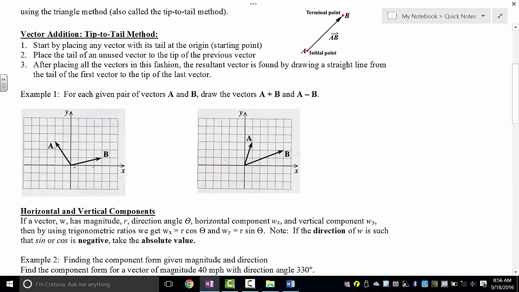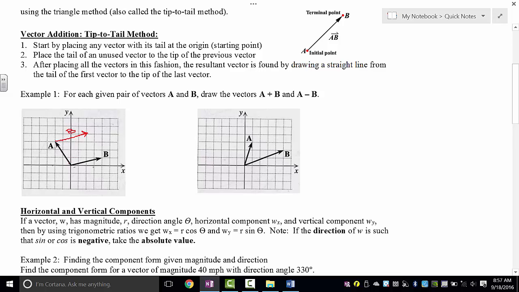Vector B, we want to keep vector B going in the same direction with the same length, same magnitude. So you can look at vector B as counting the slope of the line. From the initial point to the terminal point of B, you rise 1 and you run 4. So at the terminal point of A, I'm going to rise 1 and run 4. 1, 2, 3, 4. So I add B here.